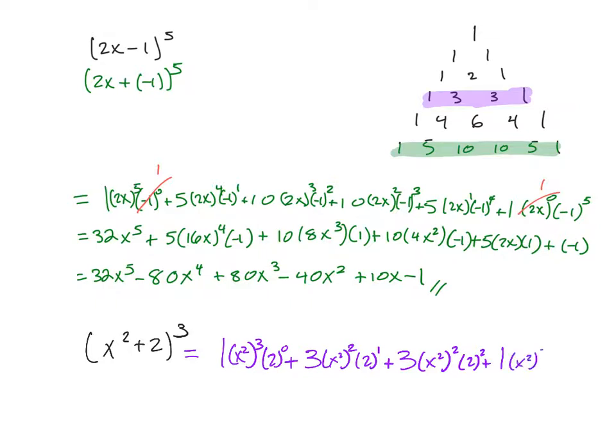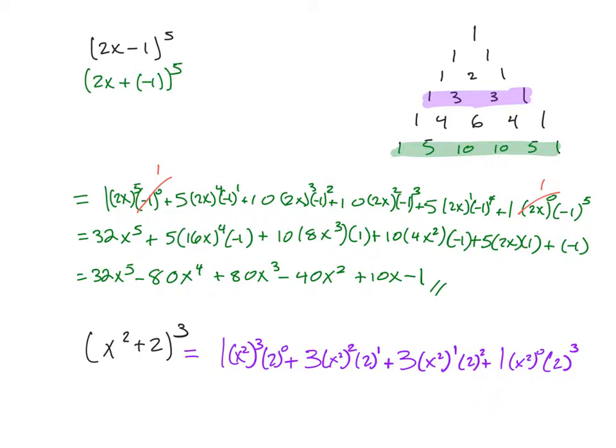x squared to the 0 times 2 to the third. I have a mistake right here, another one right here. This is to the first, right? Because it's going to be in descending order, the x squared. And remember that each term should add the exponent. 3 plus 0 is 3, 2 plus 1 is 3, 1 plus 2 is 3, and 0 plus 3 is 3.